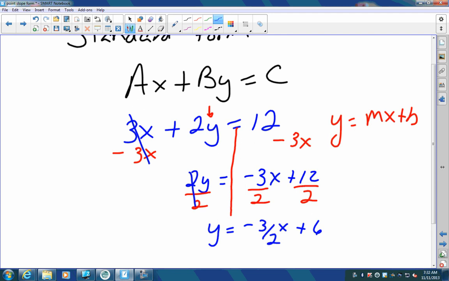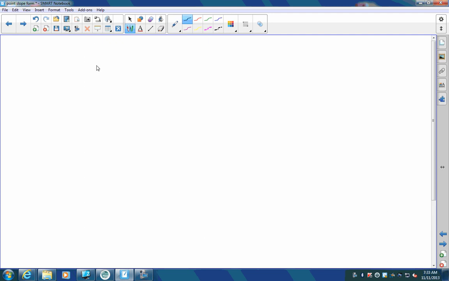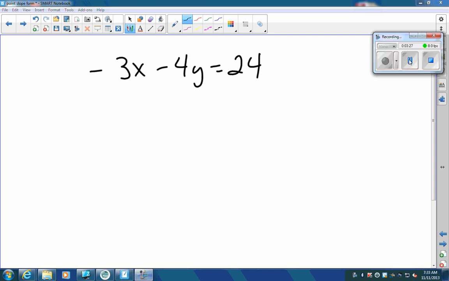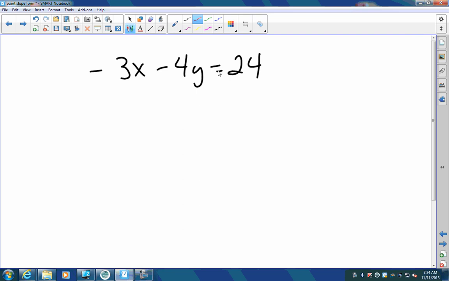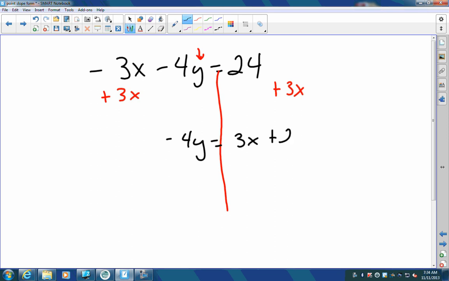Let's try one more before we go on to today's material. Take this one in standard form and move it to slope-intercept. Remember, that equal sign is the balance. You want to get this y by itself. I'm going to move the 3x over to the other side, so I'm going to add 3x to each side. I get negative 4y equals 3x plus 24.